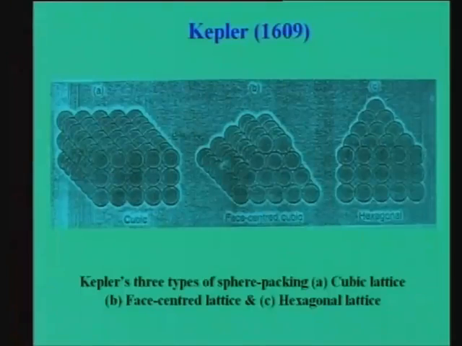And we know that most of the elements prefer to have as close packed structures as possible. For example, even long back in 1609, Kepler talked about the most crucial arrangements of atoms: the simple cubic arrangement, the face centered cubic arrangement and the hexagonal arrangement. This figure is drawn in 1609. So, the crystal structures people have imagined are as old as 1609.